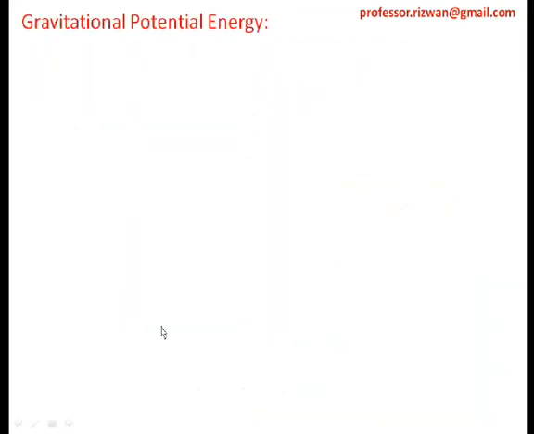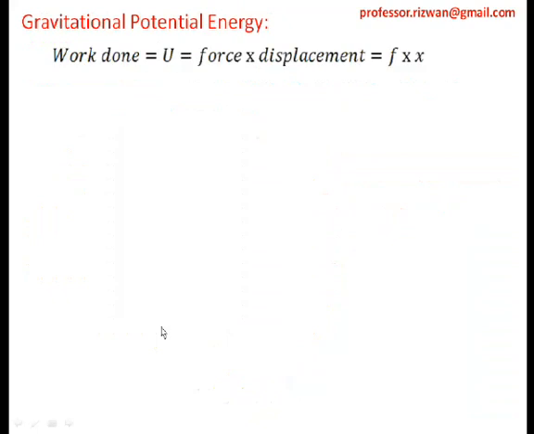Now let us move to the next point, gravitational potential energy, an important point. We know the formula for work done is force into displacement, and we are using capital U as the symbol for work done. So U is equal to force into displacement. Let displacement be x and force be F. So F into x. For a small work done, dU is equal to F into dx. So small displacement into force gives the small work done.